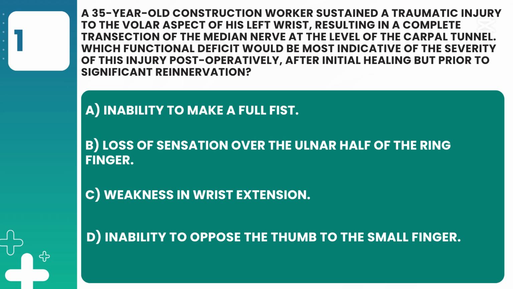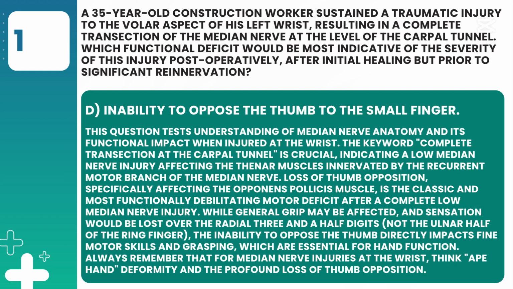B. Loss of sensation over the ulnar half of the ring finger. C. Weakness in wrist extension. D. Inability to oppose the thumb to the small finger. Answer: D. Inability to oppose the thumb to the small finger.